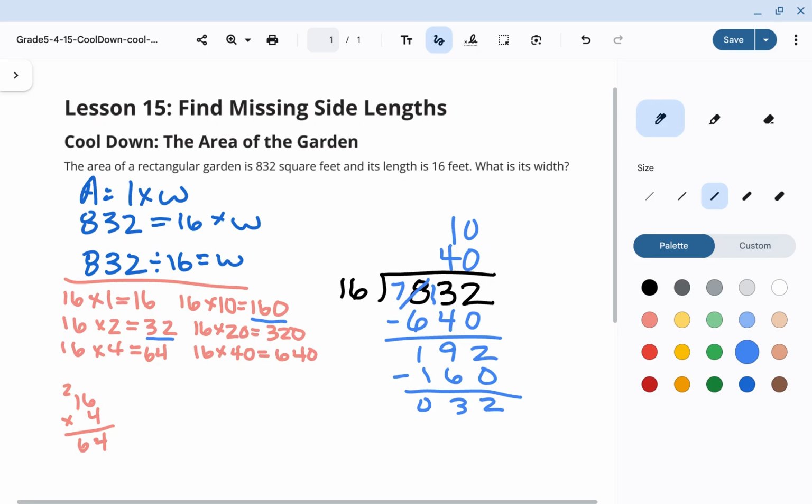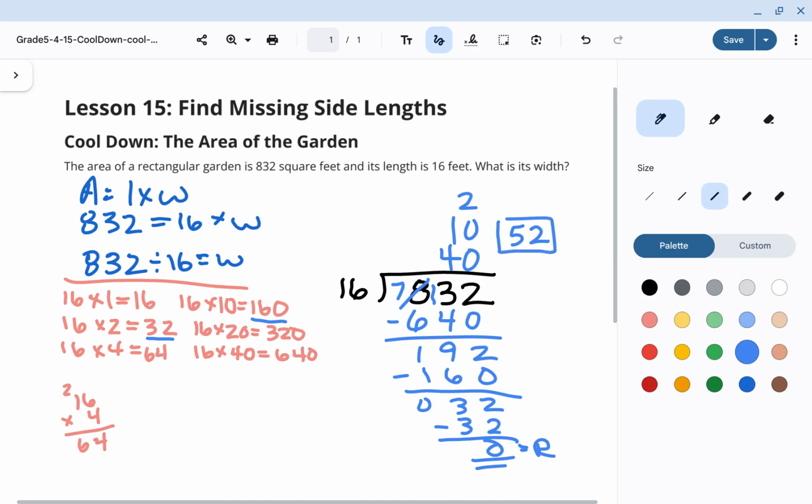16 times 2 is exactly 32. So I'm going to have 2 groups of 16. That's going to utilize all of the dividend that I have remaining, and I'll have no remainder. So my answer here is 40 plus 10 plus 2, which is, of course, 52. So my answer here is 52.